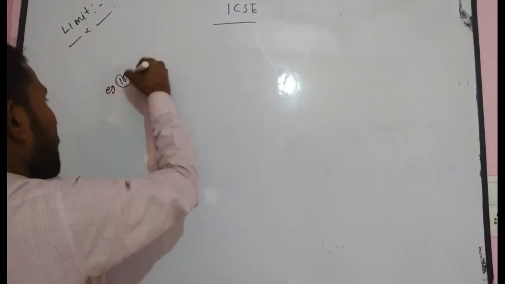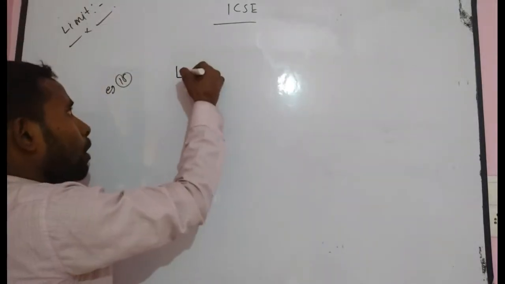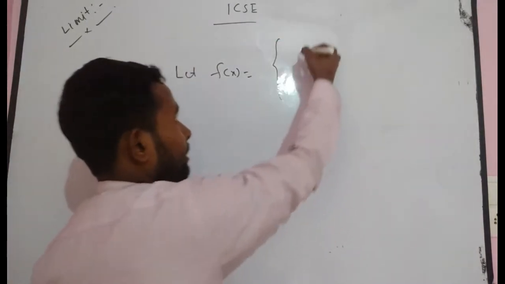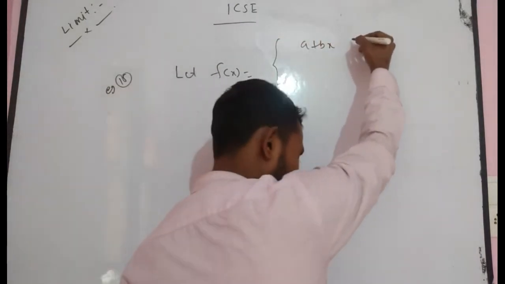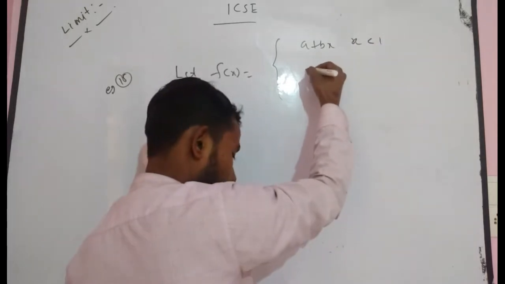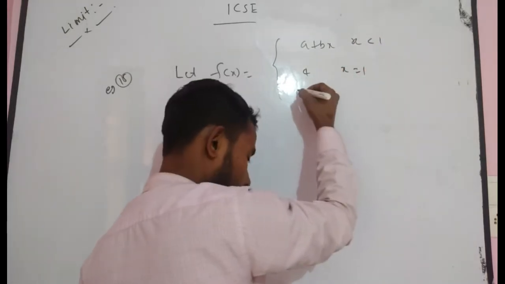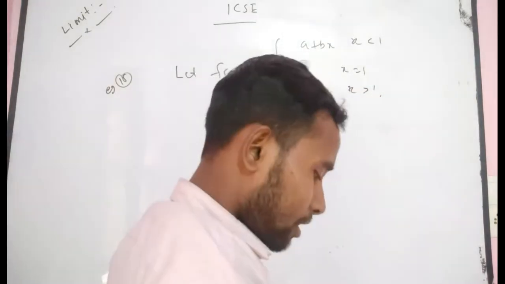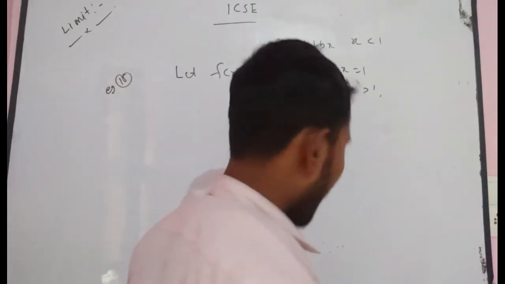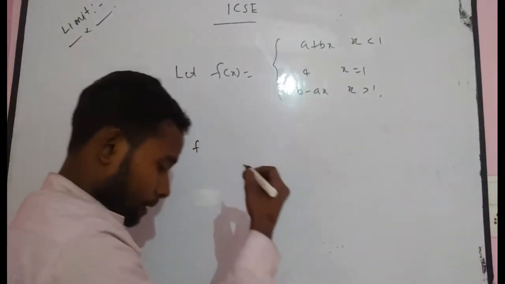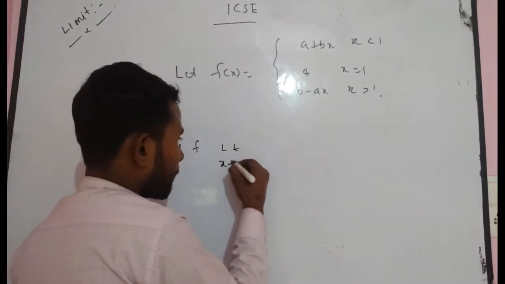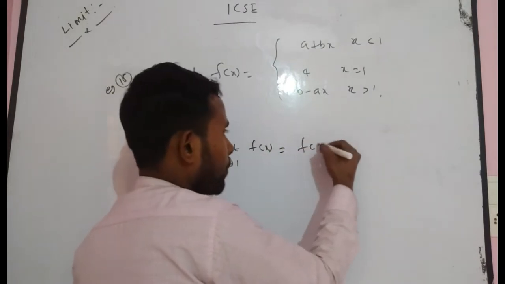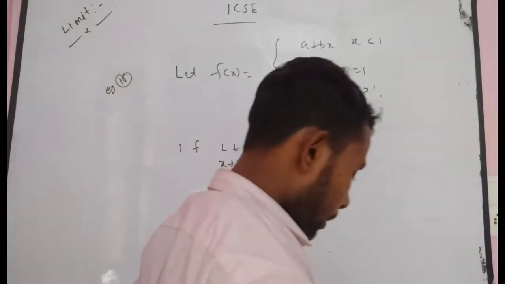Example T. Let f(x) be a function defined in 3 parts: a plus bx if x is less than 1, 4 if x is 1, and b minus ax if x is greater than 1. And if limit x tends to 1 of f(x) is equal to f(1), what are the possible values of a and b?